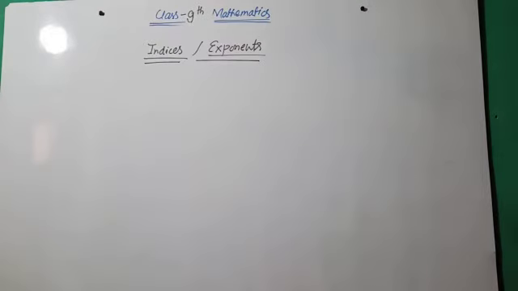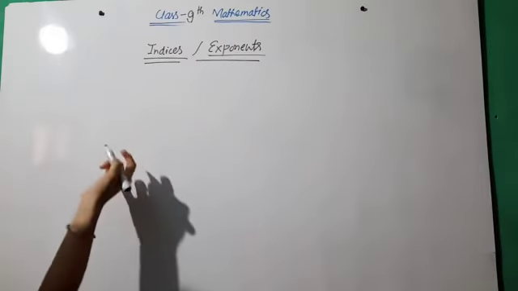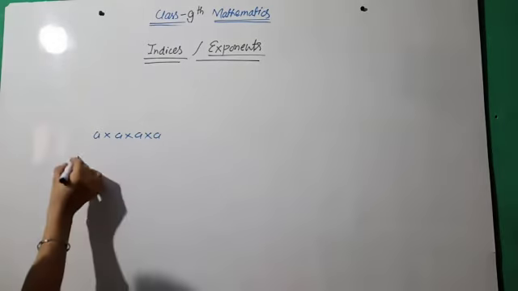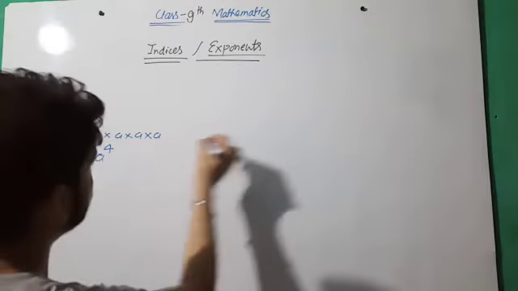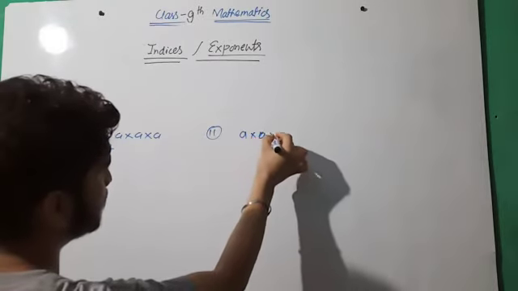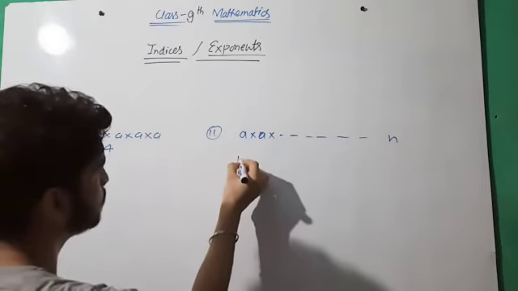Indices is the plural form of index, and index means power, the power of a given number. If we multiply a number several times, a repetitive multiplication of a single digit, like if you have to multiply a 4 times, then we can say that this is a to the power 4. Or if you want to multiply a up to n times, then we can say that this is a to the power n.